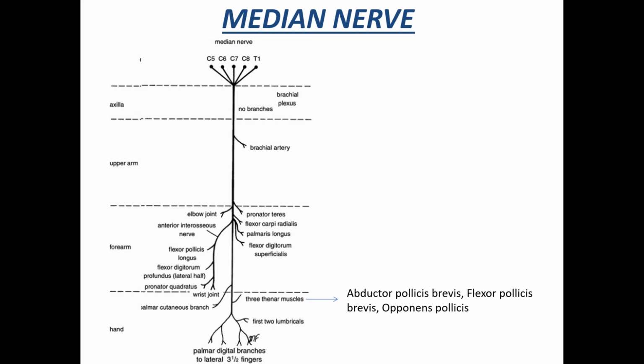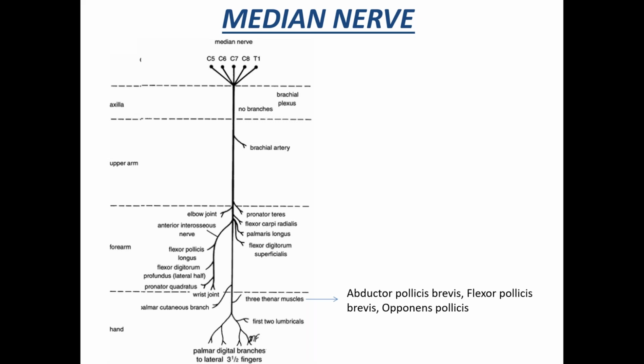In the hand, it goes on the thenar side and supplies all the thenar muscles except one important thenar muscle, which is supplied by the ulnar nerve, the adductor pollicis. That is not supplied by the median nerve; it is supplied by the ulnar nerve. It goes further and supplies the lateral two lumbricals, the first two lumbricals. Then it stops there. The ulnar two lumbricals are supplied by the ulnar nerve. The hypothenar muscles are all supplied by the ulnar nerve.